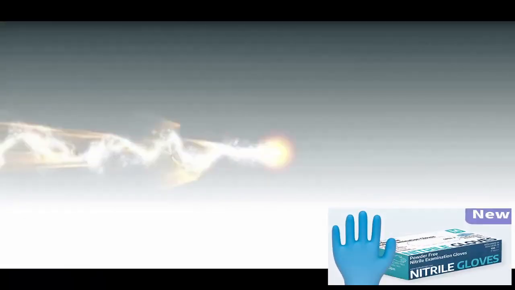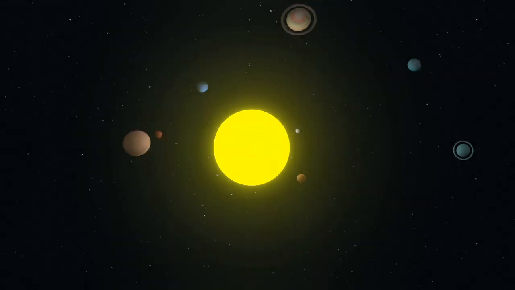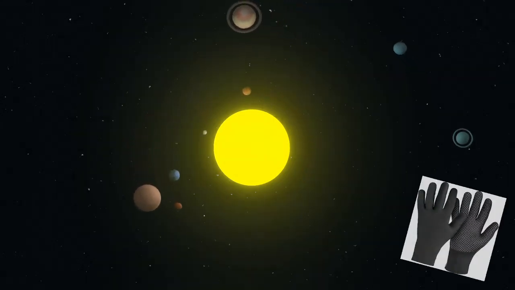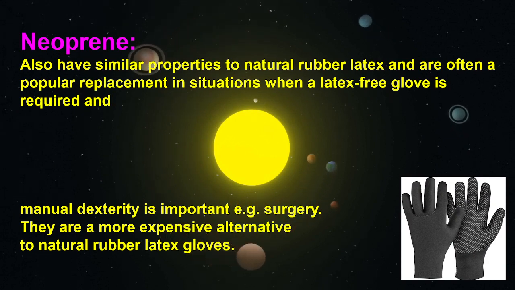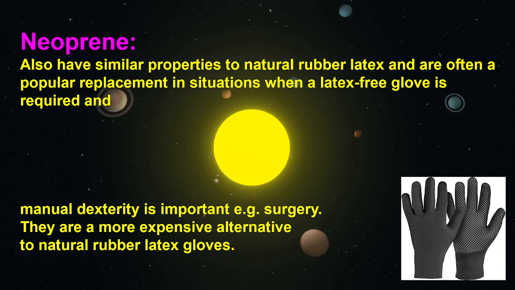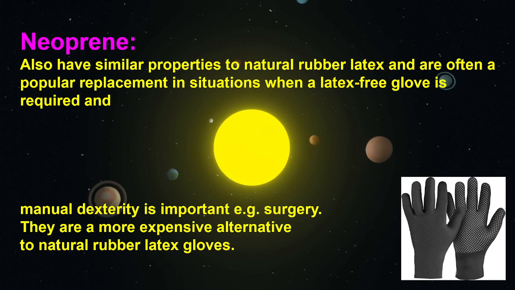Nitrile gloves are comparable to natural rubber latex in providing a biological barrier but arguably afford less elasticity. Nitrile gloves are the common choice for use where a latex-free environment is required. There have however been reports of healthcare workers also developing allergic reactions to nitrile. Neoprene gloves also have similar properties to natural rubber latex and are often a popular replacement in situations when a latex-free glove is required and manual dexterity is important, e.g. surgery. They are a more expensive alternative to natural rubber latex gloves.